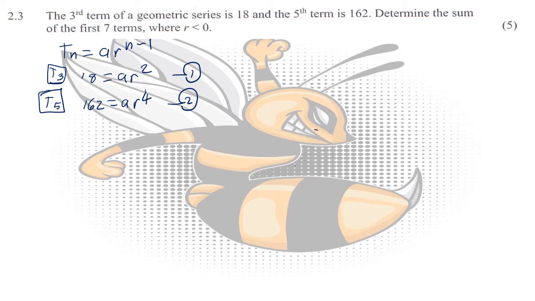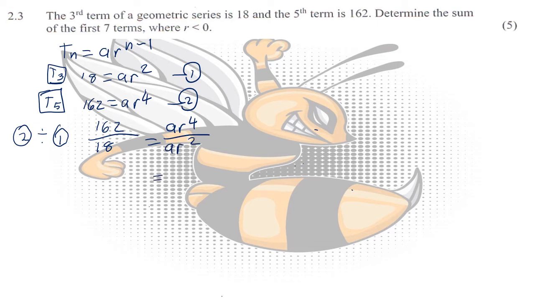Now for geometric series, if you need to solve for a or r and you are at this point in time, there's a cheat you can use where you take the equation with the higher exponent of r and divide it by the equation of the lower exponent of r. So in this case we can take equation number 2 divided by number 1. So it's going to be 162 divided by 18 is equal to ar to the power of 4 divided by ar squared.